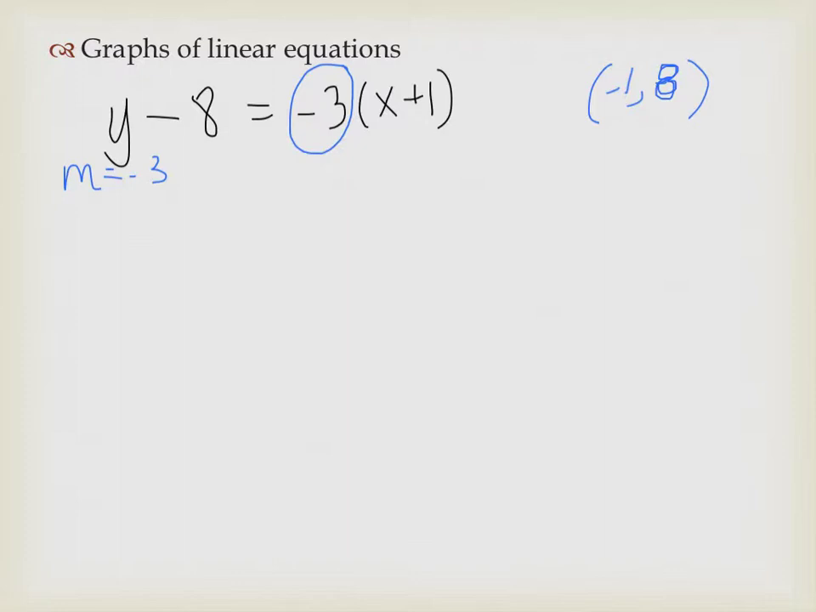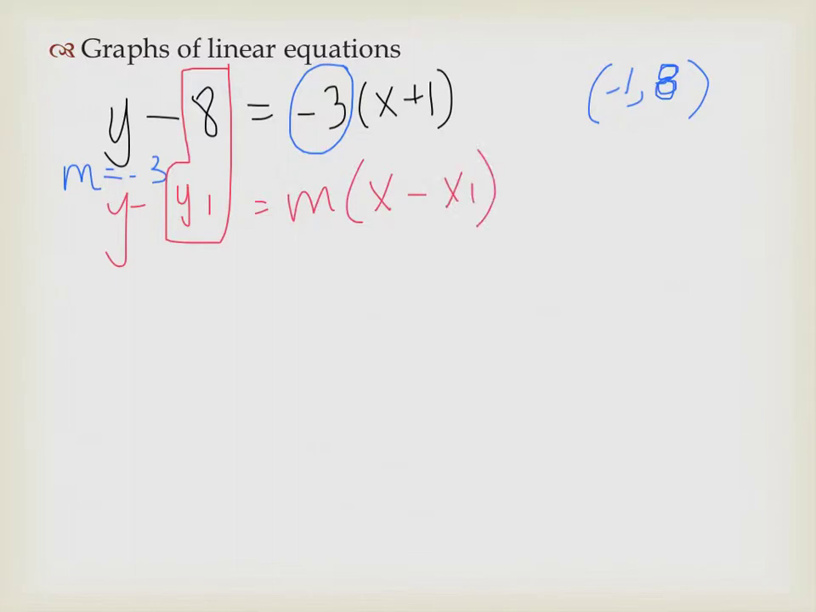So again, you have to be careful. It's y minus y1, so y1 is 8, equals the slope times x minus x1. So just be careful for that double negative there. All right, so now we have a point on the line. Left 1, up 8. There's our point, our coordinate.